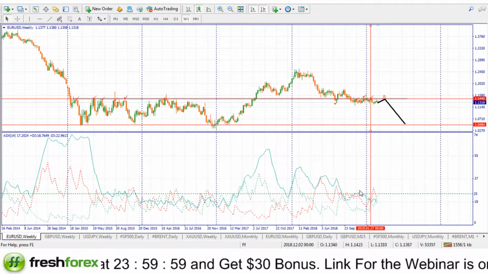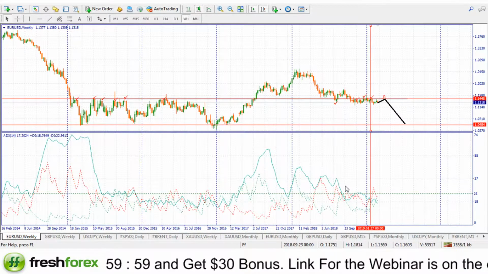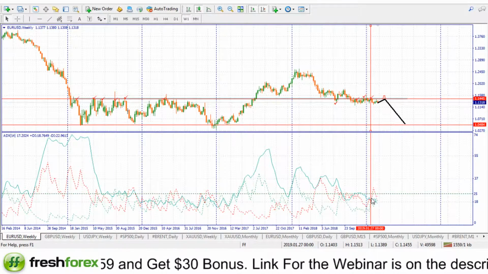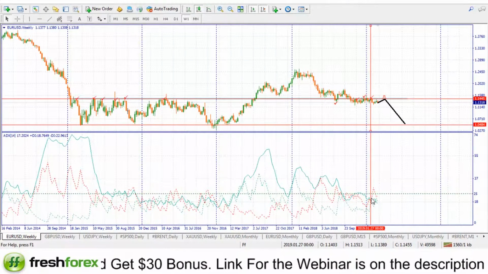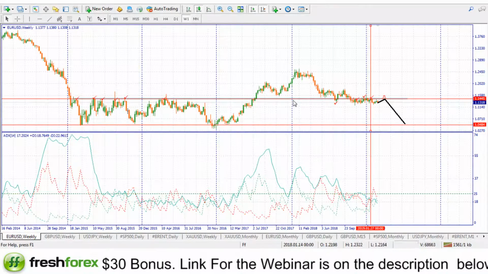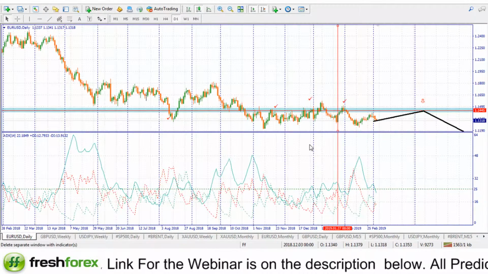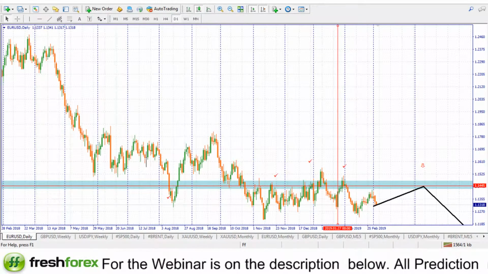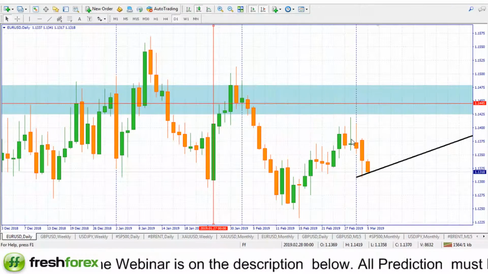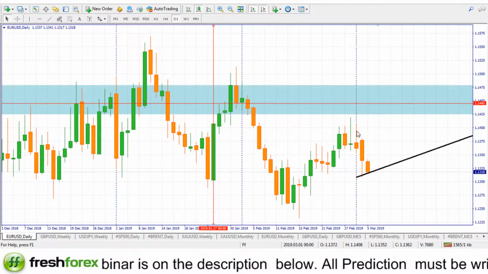The complete line which shows the existence of a trend is actually below 25, which means there is no clear trend based on the daily chart. But based on the weekly, let's look at the daily. On the daily chart, there's no clear trend. There's no clear trend despite the fact they're pinned, but there's no clear trend still.